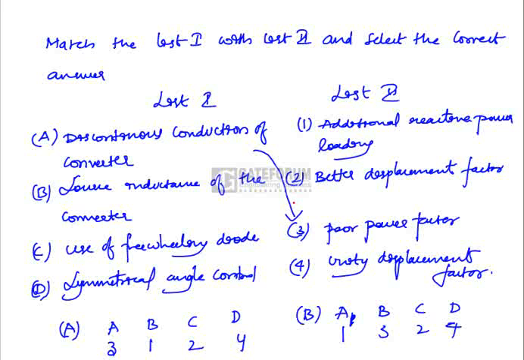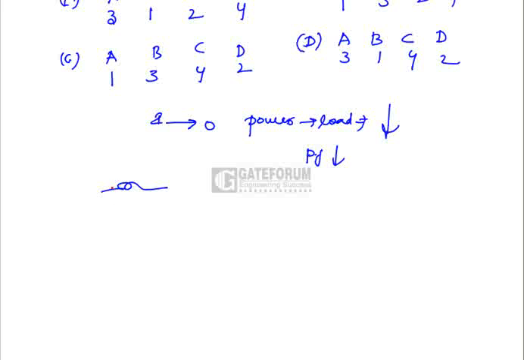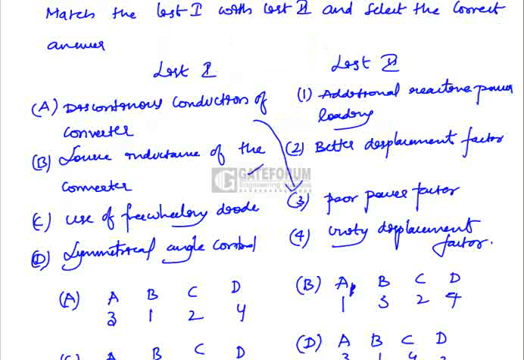Now next one, in list 1 B, he has given source inductance of the converter. When you have source inductance on the converter side, since this is an inductor, the inductor will absorb reactive power. That means it is acting as a sink. This reactor will absorb some amount of reactive power. That means we have to provide additional reactive power from the source. So B is 1.